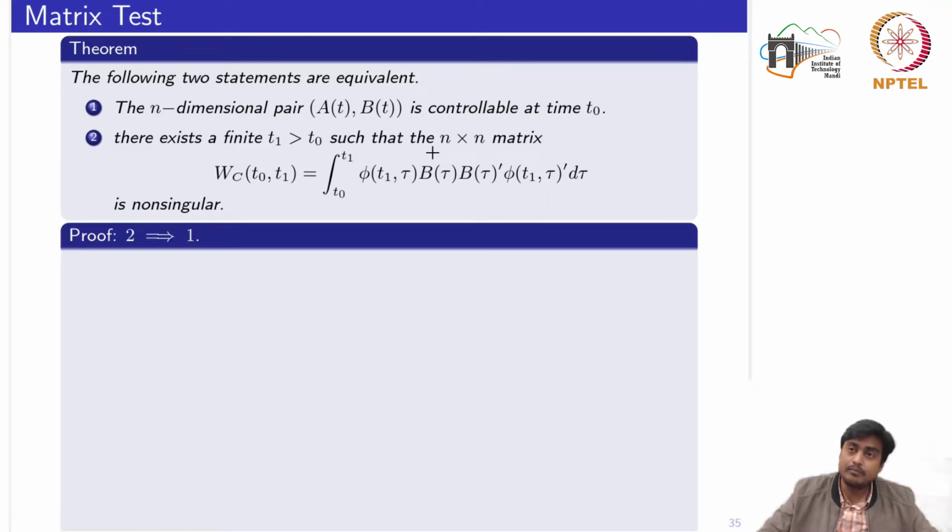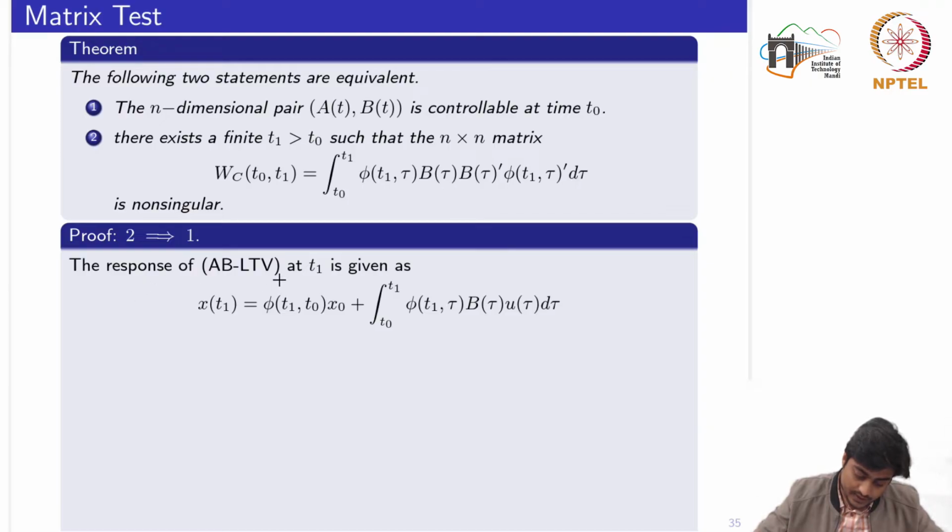Since this is one of the important results, we'll go through a proof of this, and while going through the proof, we will explore other minor results which might also be helpful. First we'll see the proof of 2 implies 4, that is to say, if this controllability Gramian matrix, this n cross n matrix, is non-singular, then the system is controllable. So this information is given to us: the matrix is already non-singular.